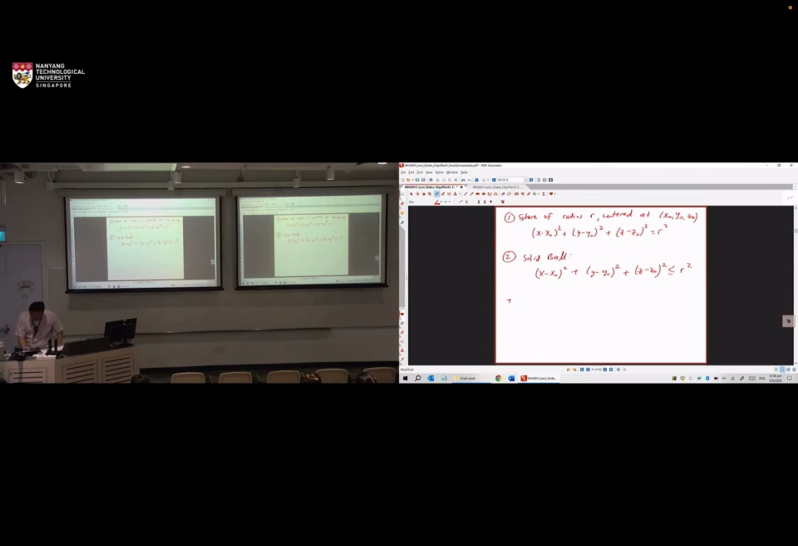And number 3 is the ellipsoid: x minus x naught squared over a squared plus y minus y naught squared over b squared plus z minus z naught squared over c squared, less than or equal to 1. This is the ellipsoid.